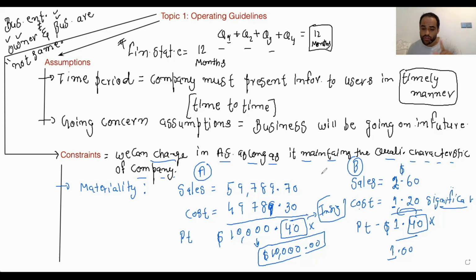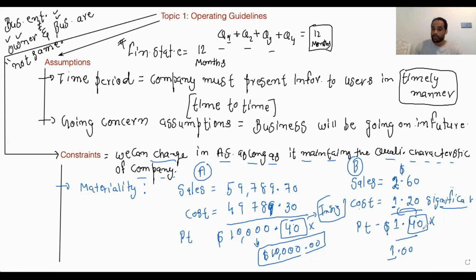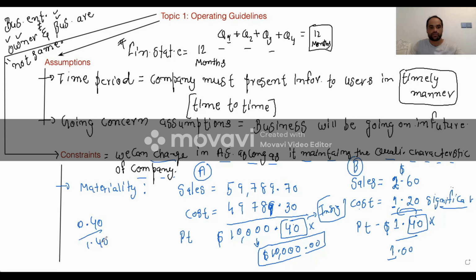You can do that, because you know that if you make these changes, they do not affect the user's decisions. However, if you make changes that have a significant impact on the user's decision making, as you can see, if you reduce this one, you can see that 40% of your profit will be reduced. So 0.40 divided by 1.40.